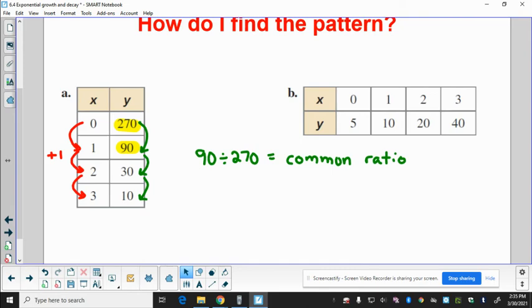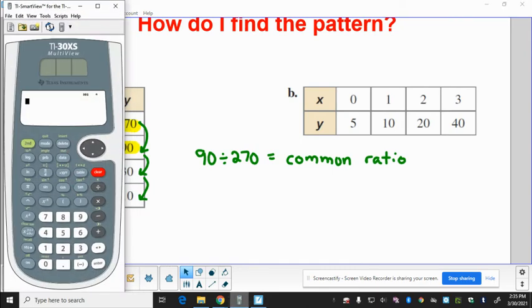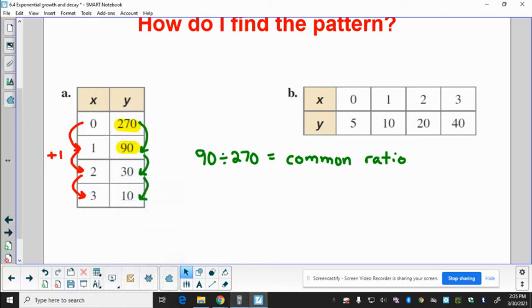Let's see if we can figure that out. So it'd be 90 divided by 270. And that's 0.3 repeating. You could change that to a fraction if you have a key that allows you to do that. That's 1/3. So my pattern here is multiplying by 1/3 over and over again. I need to test it to see if that actually works.